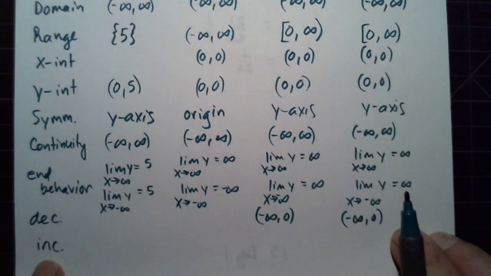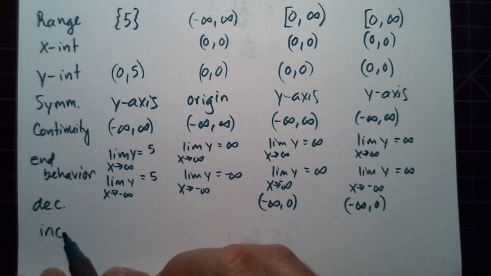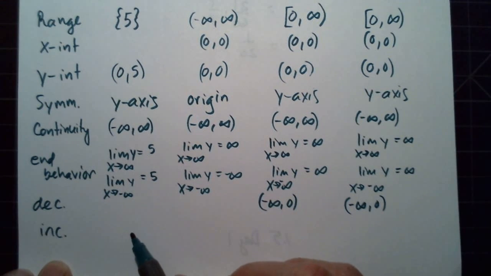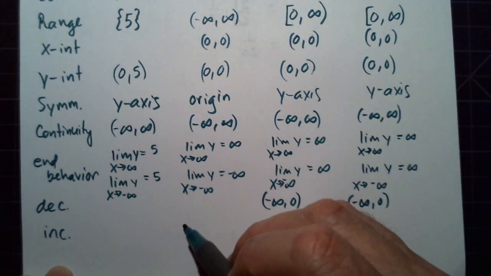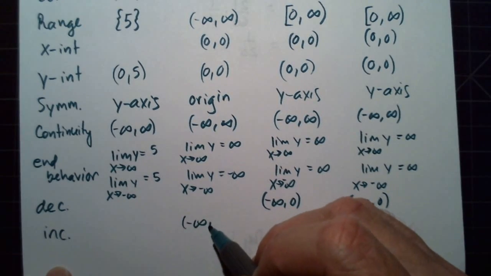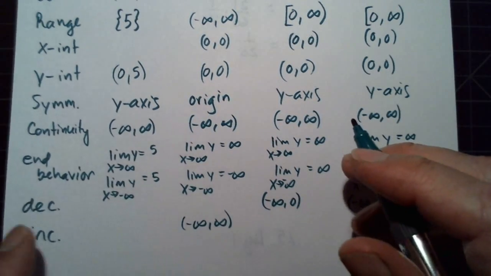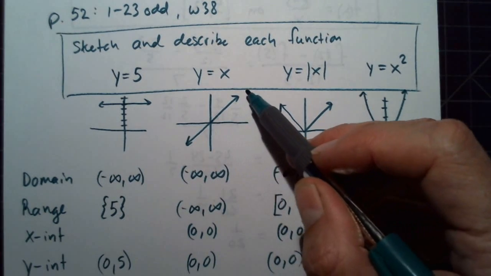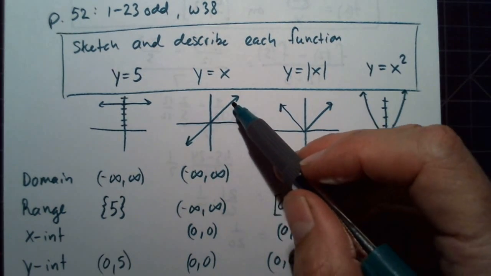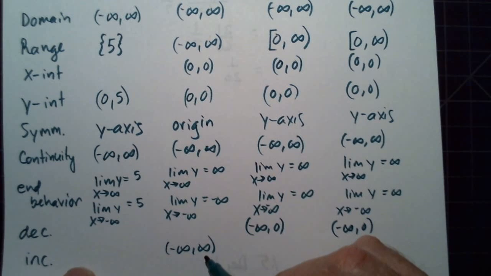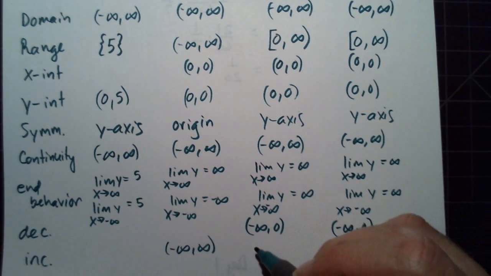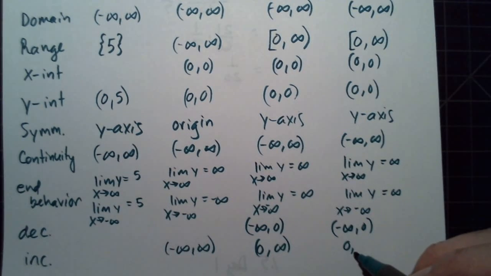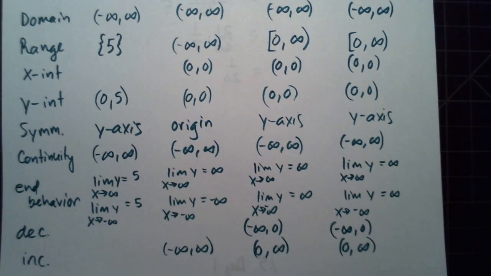And where are they increasing? Where are the graphs increasing? The constant is never increasing. The line y equals x is always increasing. And we look up here, the line is always increasing. The values are always increasing. So for all real numbers, the graph is increasing. And the other two are just increasing from 0 to infinity.